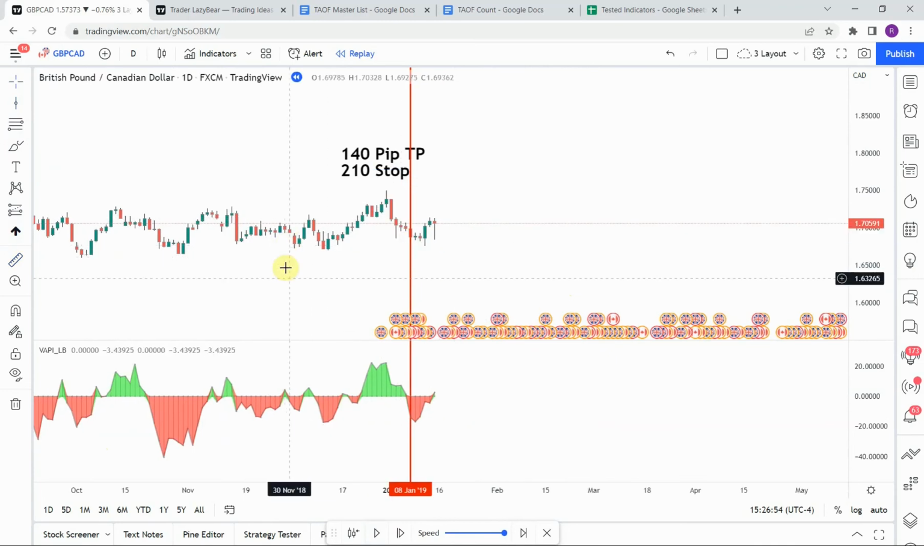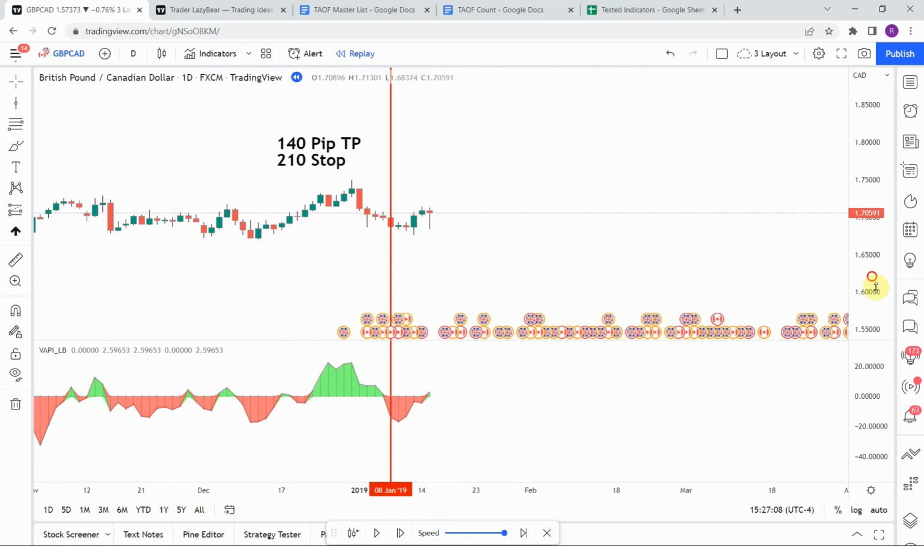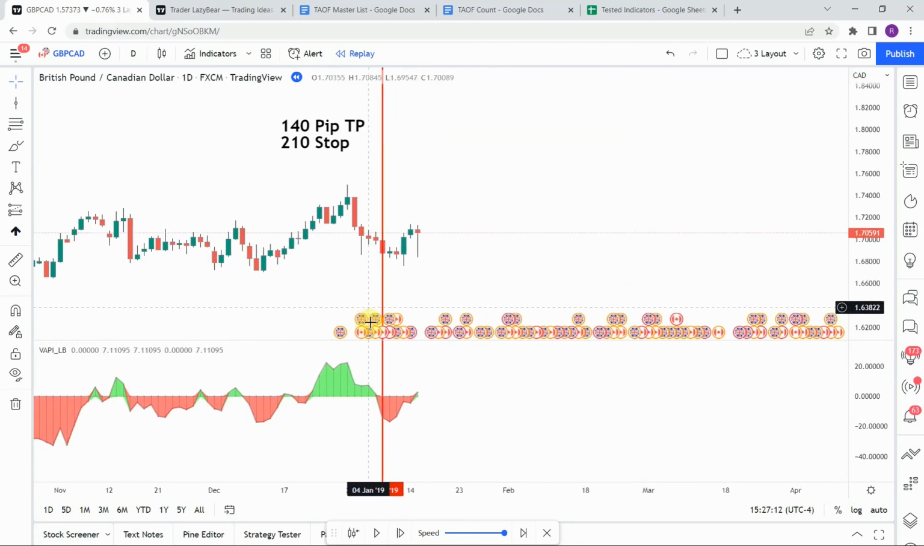All right, so the first signal that we pick up is a short signal right here on this one. You can see that we get that cross to the downside there with that red background. We get a little bit of a push to the downside, but unfortunately we are not able to take profit on that one before it then pushes up really heavily, hitting our stop. Let's go ahead and continue on.